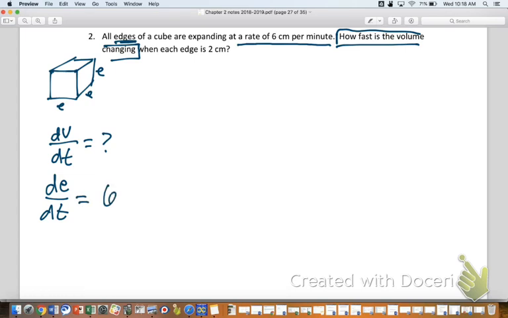6. Now it's specifically positive 6. Why would it need to be positive 6 and not negative 6? Positive means it's expanding. Expanding, that's right. The cube is getting bigger, not smaller. So if the cube was shrinking, then we'd have to make that a negative 6. But it's positive because the cube is expanding.